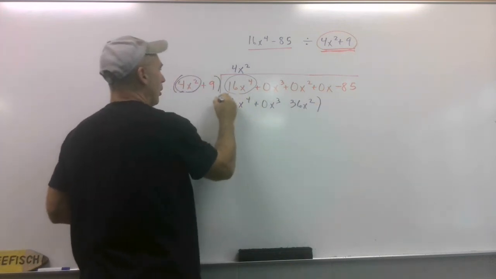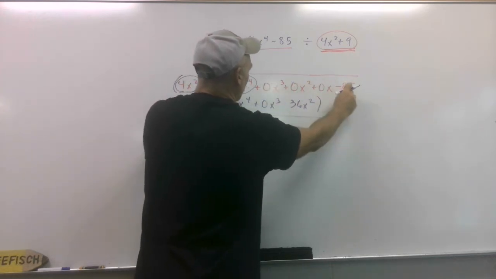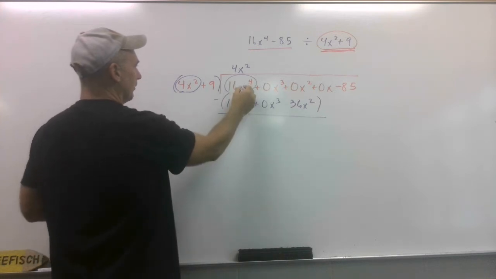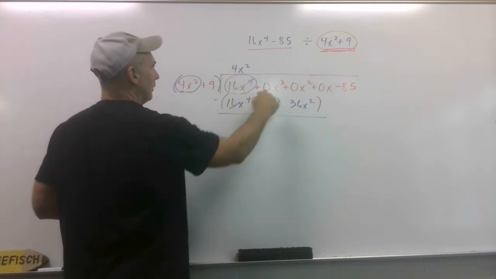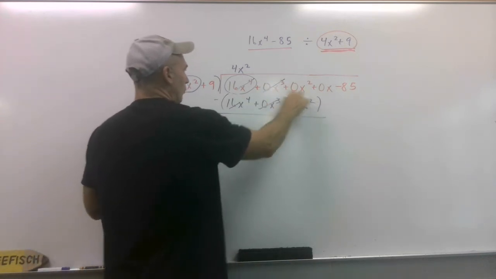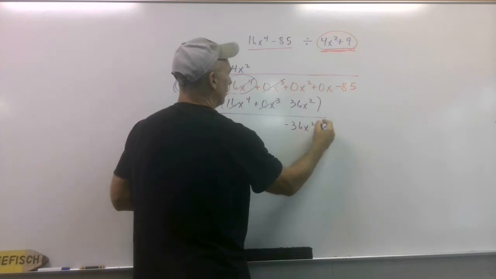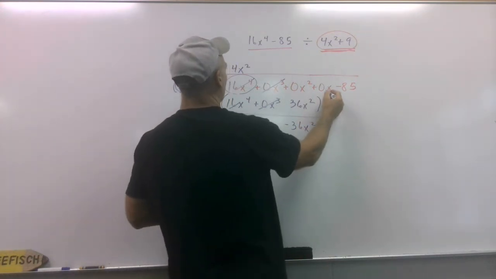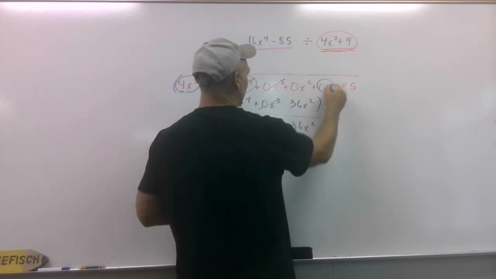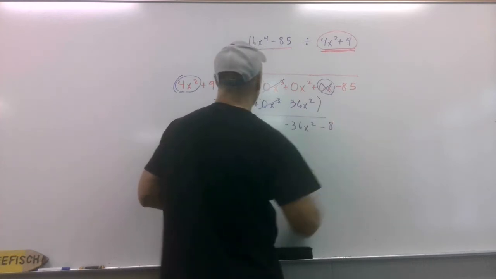Now I have to subtract all of this. That's why it's so important to line your stuff up in descending order and stay organized that way. So this minus itself, gone. This minus itself, I mean, we know there's nothing there. 0x squared minus 36x squared would be negative 36x squared. Now, we're going to bring this down, but that isn't anything. It really isn't even there. And so we'll bring this down, minus 85.